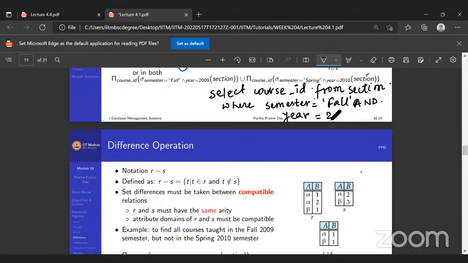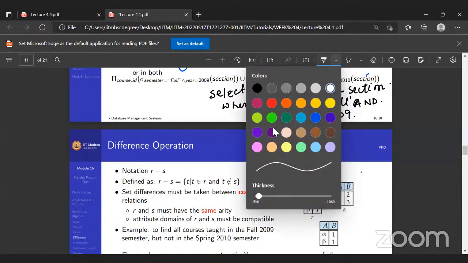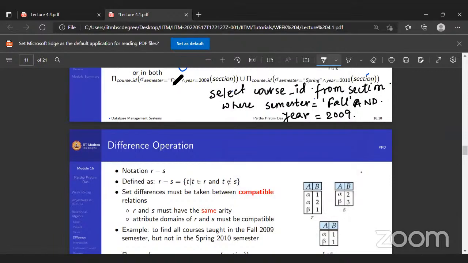Year equal to 2009, right? And minus is denoted in SQL by what syntax? The except keyword, right? Except.